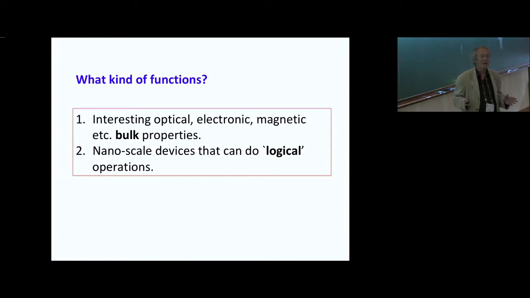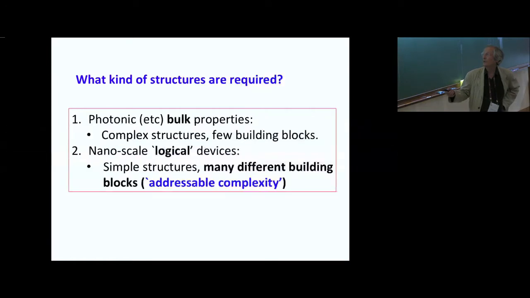Now, the second category, and this is closer to Ben Rogers' self-assembling Mac, is that you try to make things that do logical operations. And logical operations doesn't mean electronics to me. It just means that you have different inputs and different outputs, which, by the way, is the most common example of existing nanoscale devices that self-assemble. Now, here I mentioned the bulk properties, the photonic properties. Typically what you need there is a structure that may be complex. Marjolein Dijkstra mentioned the lavis phase before. That's the structure where people have high hopes that it might have photonic bandgap features that are attractive.